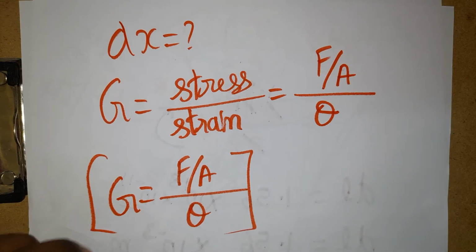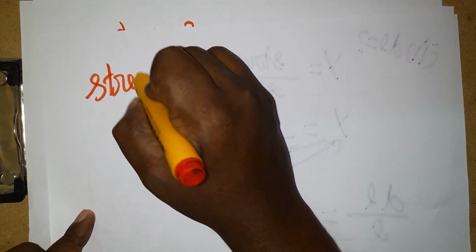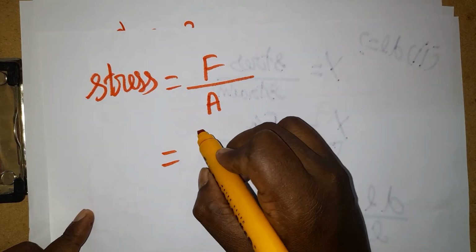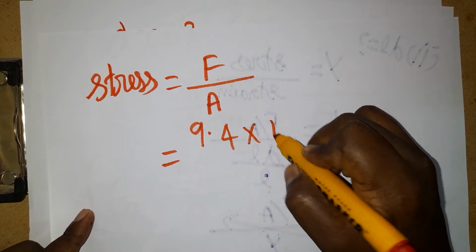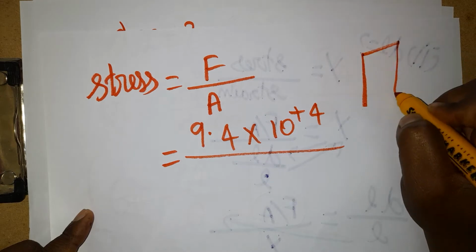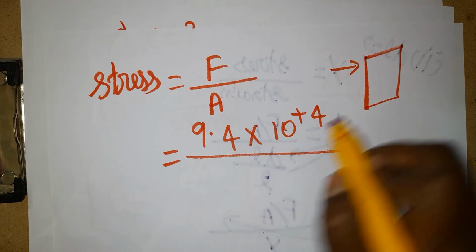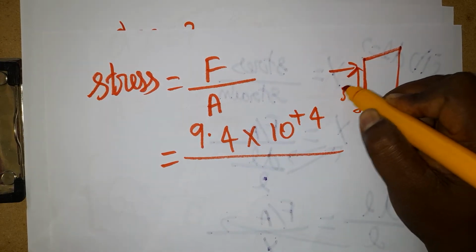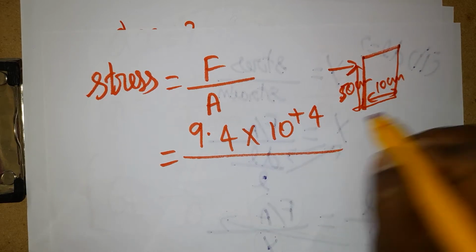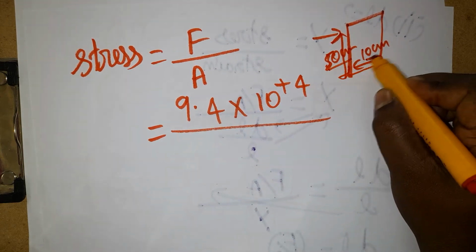First I will find the force per unit area, which is called stress. Stress is equal to force per unit area. The force given is 9.4 × 10^4. Area is length into breadth. Height is 50 centimeter and breadth is 10 centimeter. Area is going to be length into breadth. Length is 50, breadth is 10 centimeter.